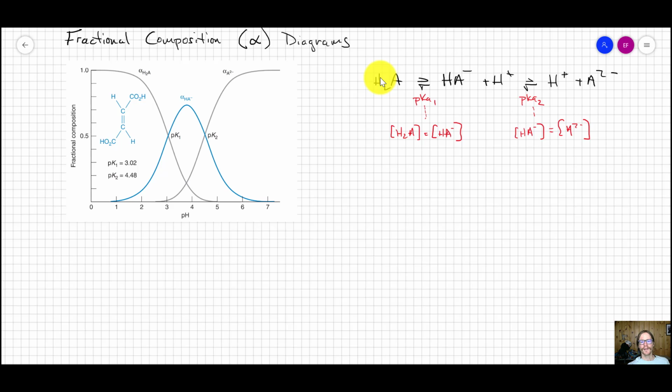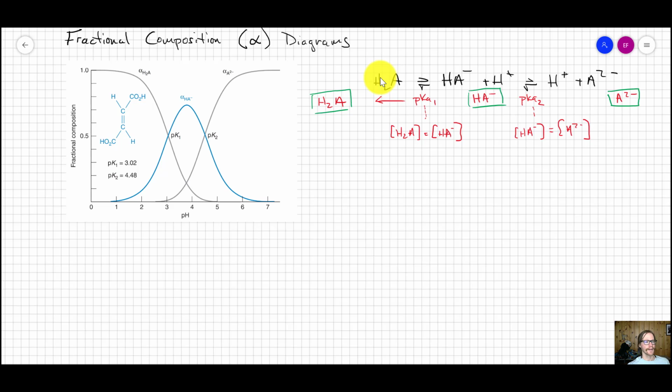And we know that when the pH is below pKa1, our dominant species is going to be H2A. When it's in the middle of the pKa's, our dominant species is going to be HA minus. And when it's in excess of pKa2, our dominant species is going to be A2 minus. That's what we learned. We call that process speciation. It allows us to determine what the dominant species is at any given time.